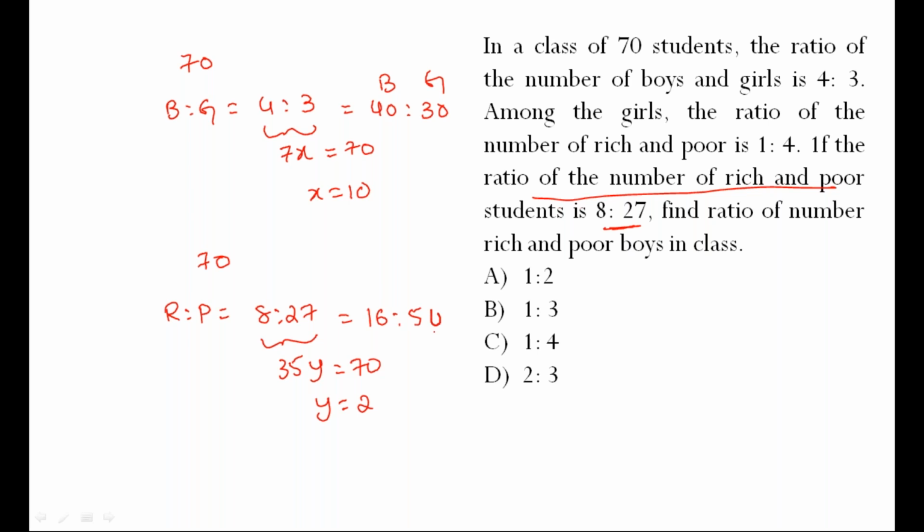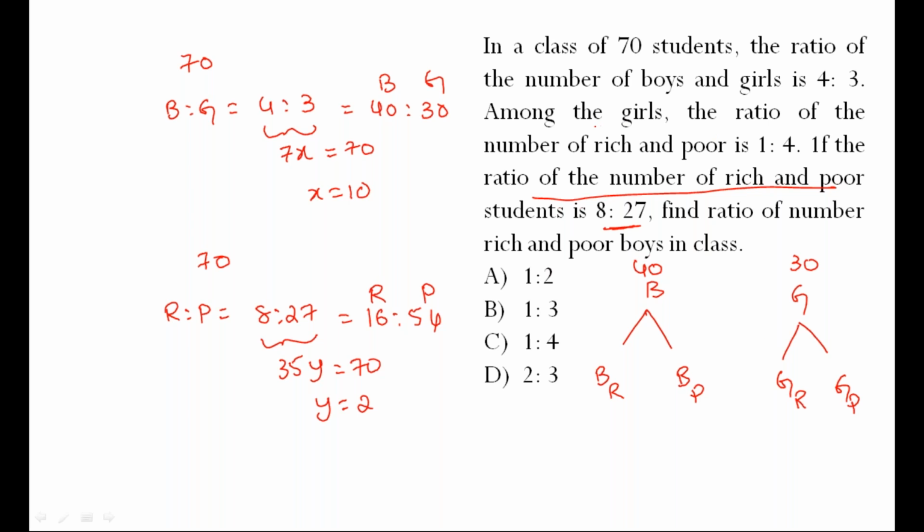27 into 2 is 54. Now how many rich people are there in the class? 16. How many poor people are there? 54. Now rich and poor are divided into how many boys are rich and how many boys are poor. Next, that is totally 40 boys. Girls are 30. That should be divided again among how many girls are rich and how many girls are poor.